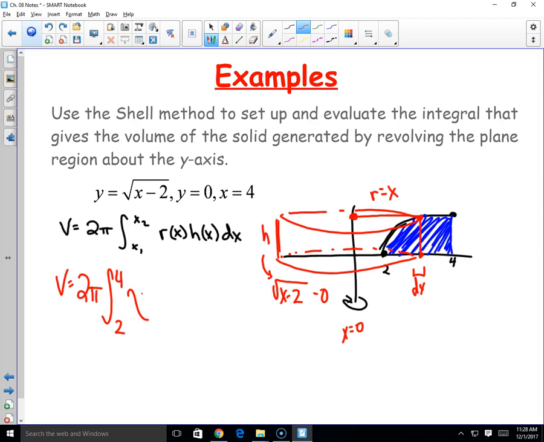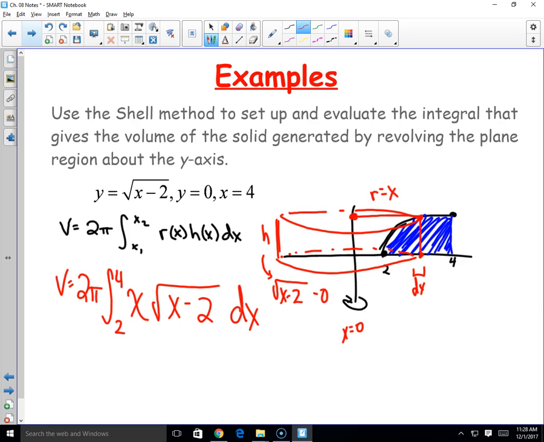Lucy, go ahead. Plug in my r is equal to x and come right back. H, I'm going to plug in. It's just my square root of x minus 2, and have my dx. Solve with what? Integration on crack, you said? Yeah. You would solve for x and plug in, go, go, go.